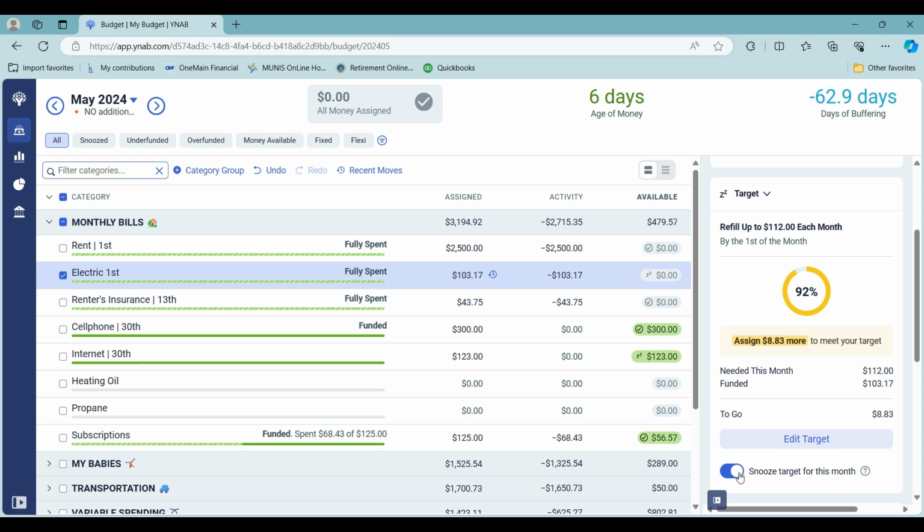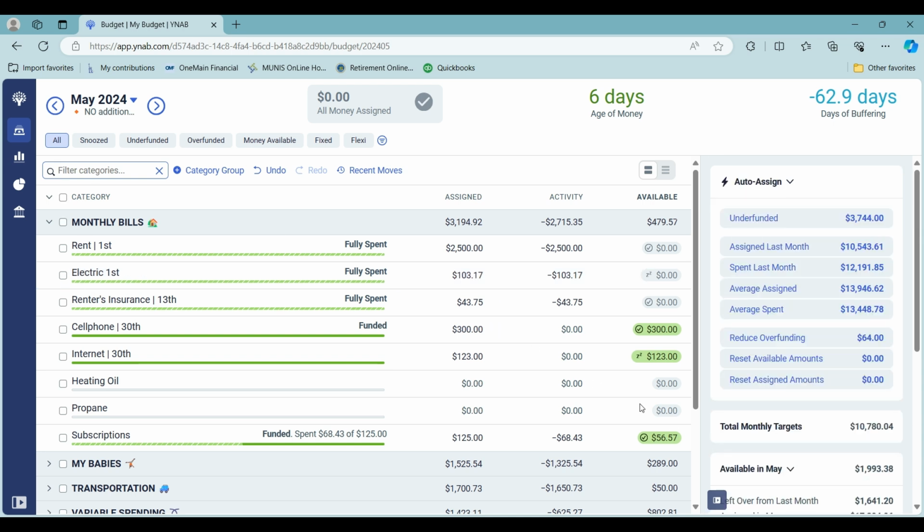So let's go in and unsnooze it. See, it goes yellow because it's asking for more money. It's asking for $8.83. I don't want to put $8.83 more in here because I have satisfied my bill for the month of May. So I hit snooze and that color goes away and it doesn't ask for any more money, right? So that's snoozing.